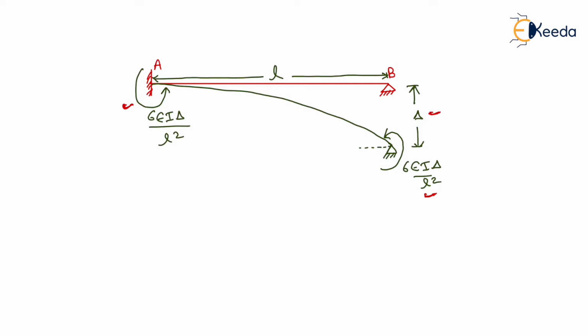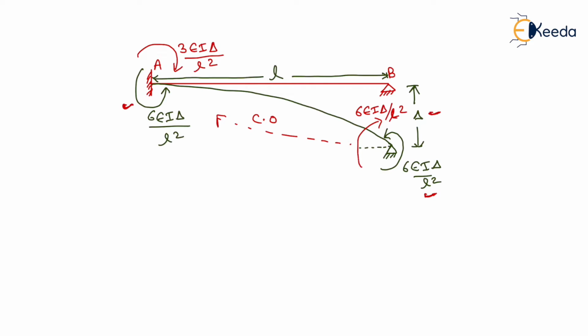Now to balance this anti-clockwise moment, we need to apply a clockwise moment of equal amount, that is 6 EI delta upon L square. Now the net moment at this support B will be equal to 0, but we need to transfer the carryover of this applied moment to the fixed end. It will be acting in the same direction with half the magnitude, which will be equal to 3 EI delta upon L square.